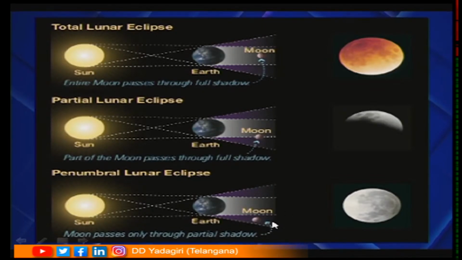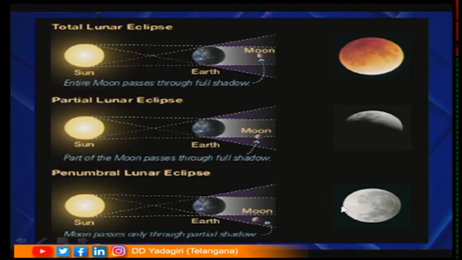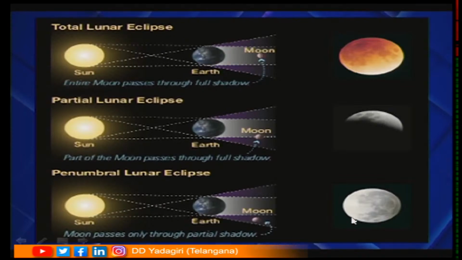Now, in this you can see that the moon is completely in the penumbral region. So, here the moon passes only through the partial shadow, and that is why sometimes the moon becomes red. So, these are the three types of lunar eclipses.